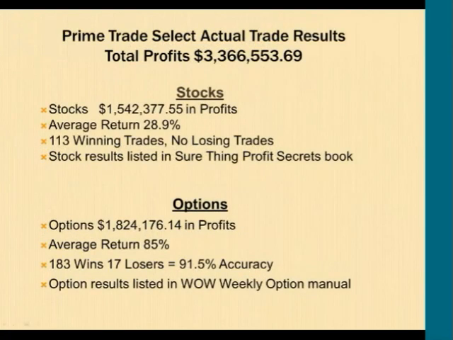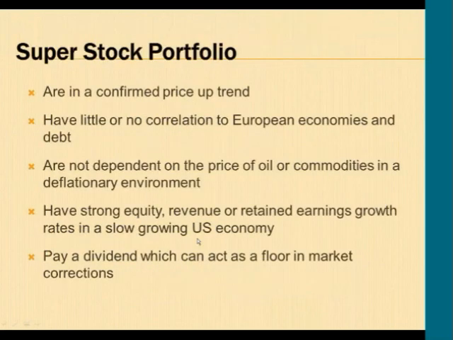So the stocks, $1.5 million in profits, average return was 28.9%, 113 winning trades and no losing trades, and with the options had an average return of 85% and about 91% accuracy. So our Prime Trade Select has been working despite these difficult market conditions.